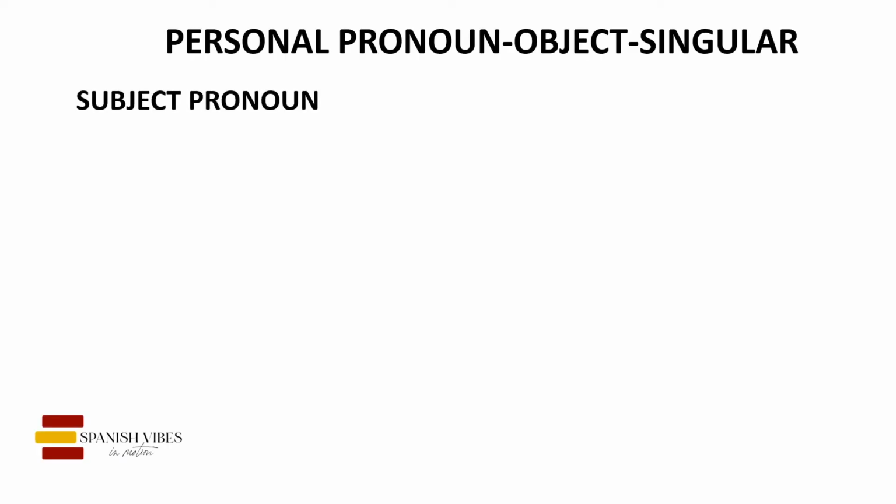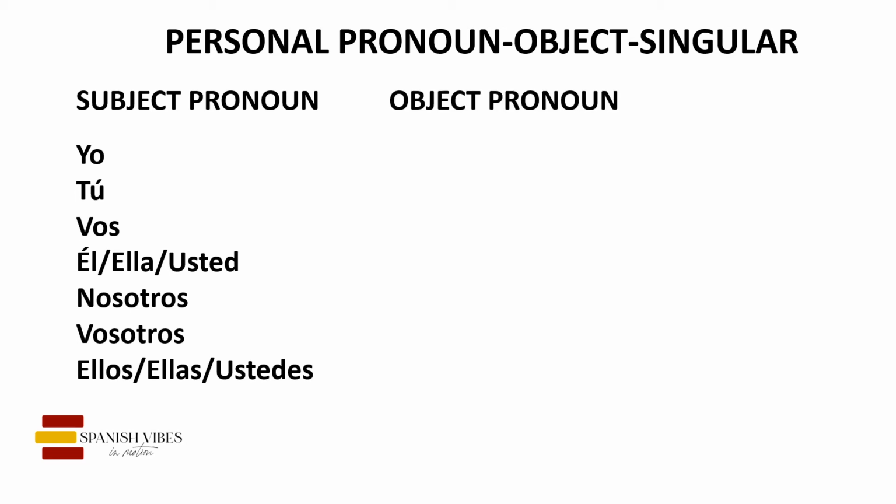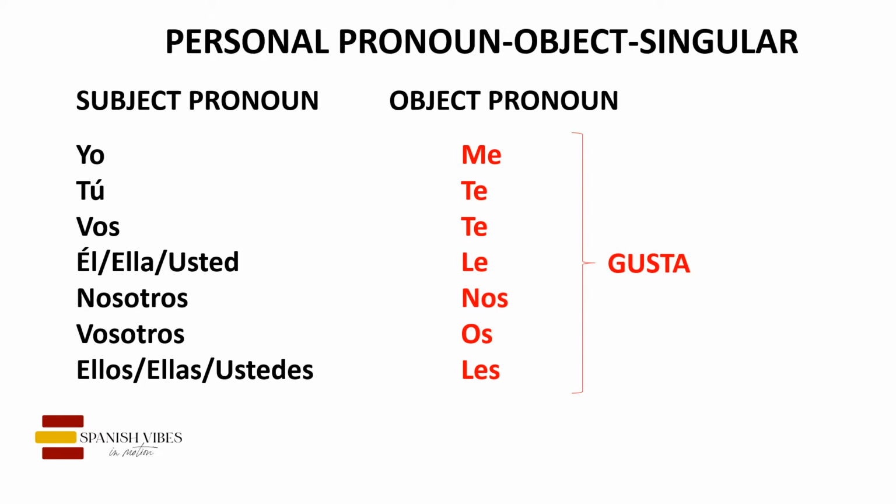The replacement of the subject pronoun for the object pronoun follows this rule. Yo by me, tú and vos by te, él, ella, usted by le, nosotros by nos, vosotros by os, and ellos, ellas, and ustedes by les. And the conjugation is: me gusta la pizza, te gusta la pizza, le gusta la pizza, nos gusta la pizza, os gusta la pizza, les gusta la pizza.